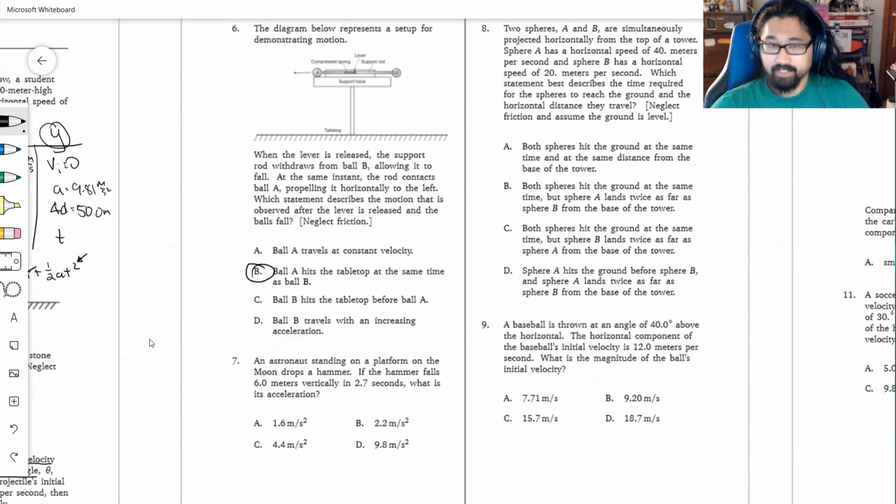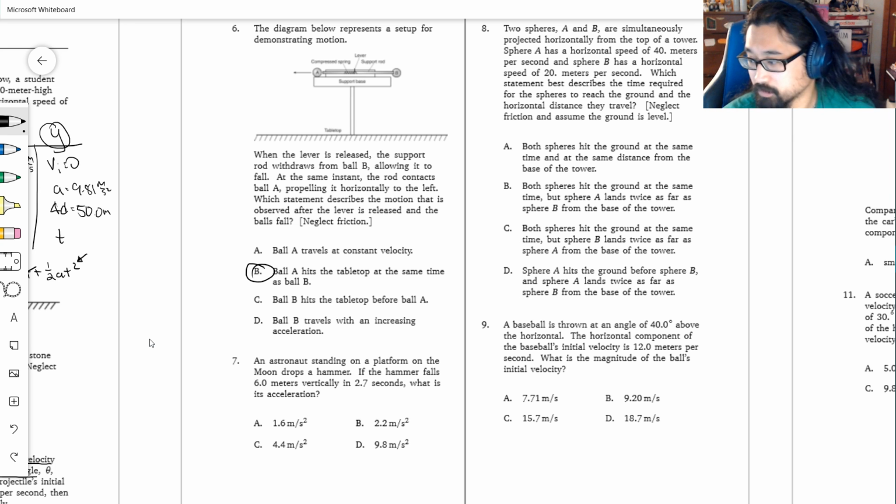The reason for that is because neither of them has any vertical initial velocity, and they fall from the same height. A is going completely horizontal, B is not moving at all. So when they hit, they'll hit at the same time.